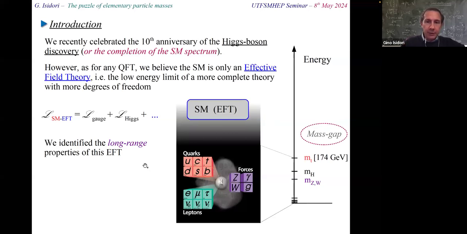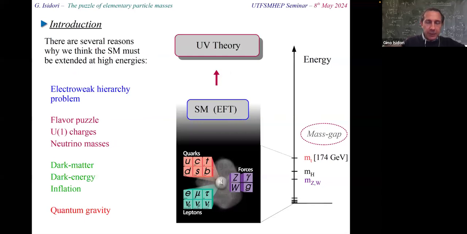So in this perspective where the standard model is an effective theory, we have identified the long range properties of this effective theory. Indeed, everybody now calls this the SMEFT, that is the low energy limit of a bigger theory, where the low energy degrees of freedom are the standard model fields. As I said, there are several reasons why we think that there has to be this ultraviolet completion of the standard model, at least some of the most pressing, in different categories.